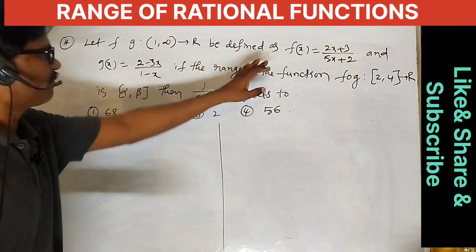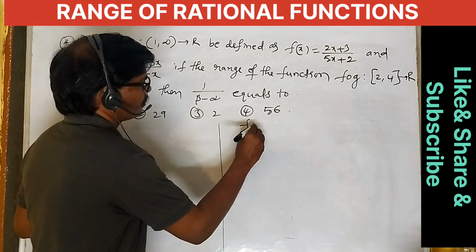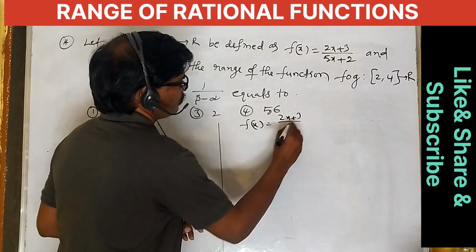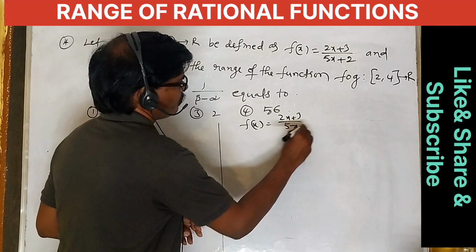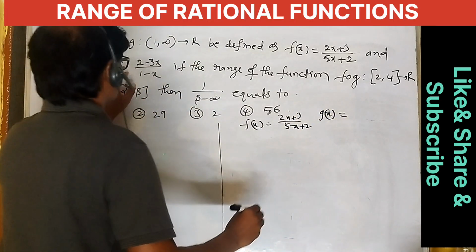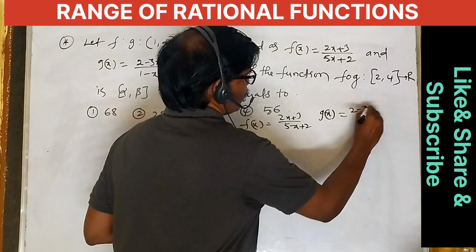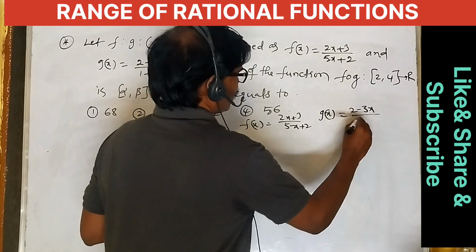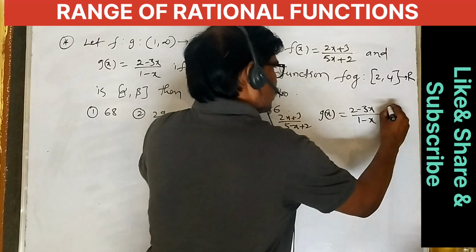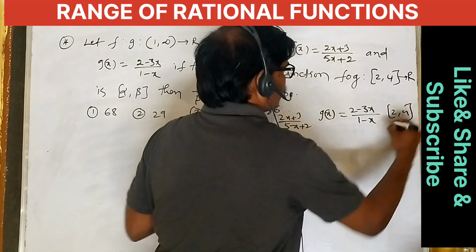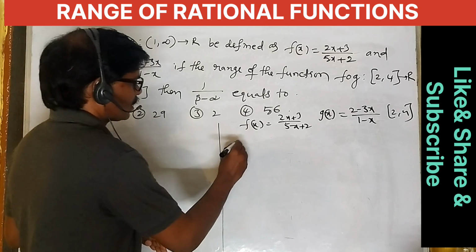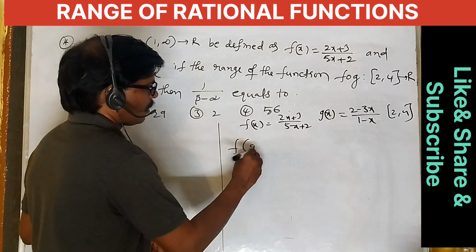Okay, what is the f of x function? f of x is equal to 2x plus 3 by 5x plus 2. Next, what is g of x? g of x is equal to 2 minus 3x by 1 minus x. What is the given range? Here it is the closed interval 2 comma 4. This is f circle g. f circle g means f of g of x.